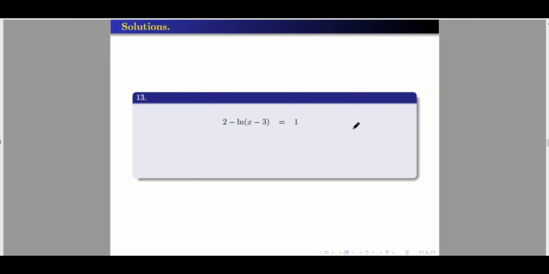Number 13, we have this, so I can transpose this ln so that it will become positive, and transpose 1 on the other side. So we have 2 minus 1 is equal to ln of x minus 3. So again, this is the log base e, so this will become e raised to 1 is equal to x minus 3. So we always start from the base. The base here is e. So transpose, e raised to 1 is e, so plus 3. This is our x.